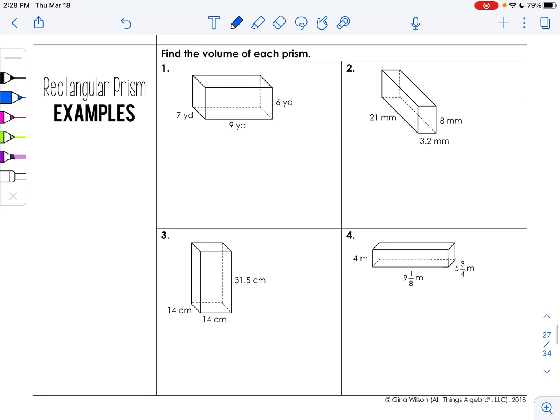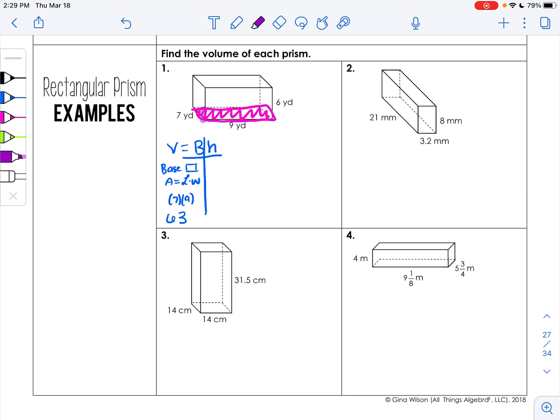Number 1, we have a rectangular prism. My base here is a rectangle. So we're going to set up our work area. Volume equals area of the base times the height. So let's work on finding the area of your base first. Our base is a rectangle, and the area of a rectangle is length times width. For this particular rectangle, length and width are 7 times 9, and we know 7 times 9 is 63.